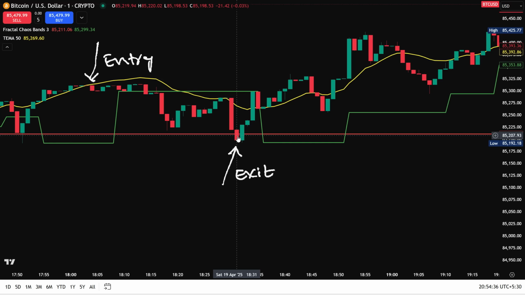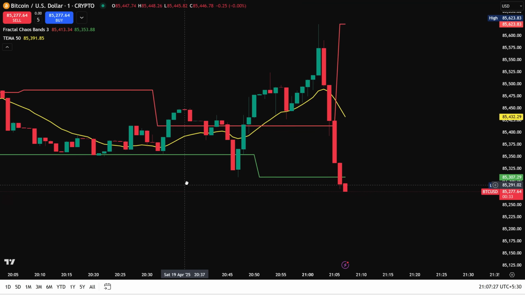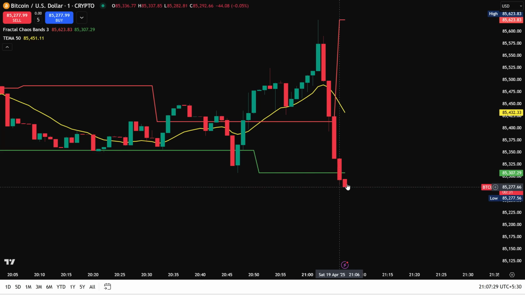This level acts as our profit target, and once the price reaches it, we close the trade and secure our gains. This kind of setup is great because it gives us a clear entry, a defined exit, and minimal guesswork. It's all about reading the chart, trusting the indicators, and following through with the plan.